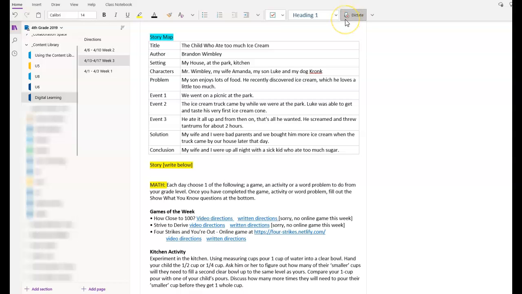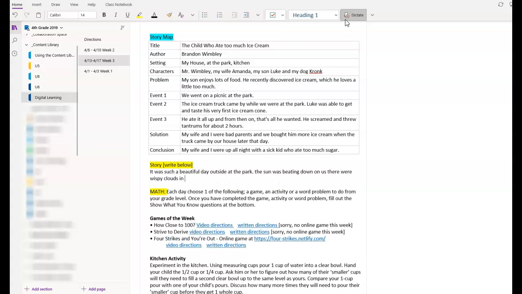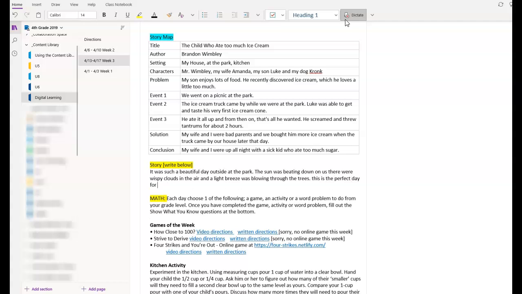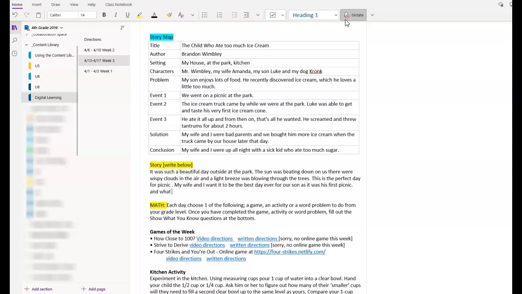It was such a beautiful day outside at the park. The sun was beating down on us. There were wispy clouds in the air, and a light breeze was blowing through the trees. This was the perfect day for a picnic. My wife and I wanted it to be the best day ever for our son, as it was his first picnic. And what better than having ice cream on your first picnic.